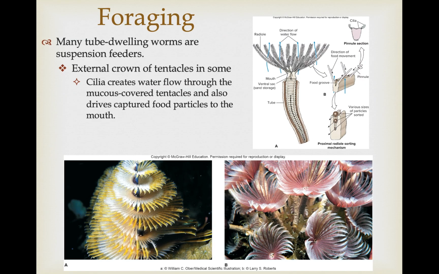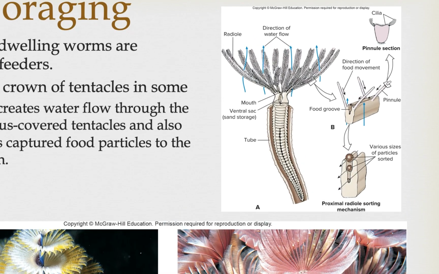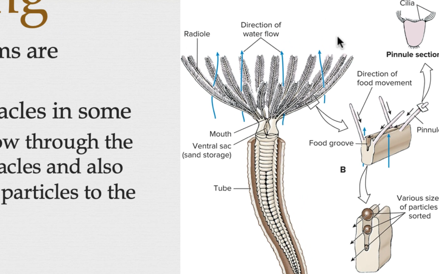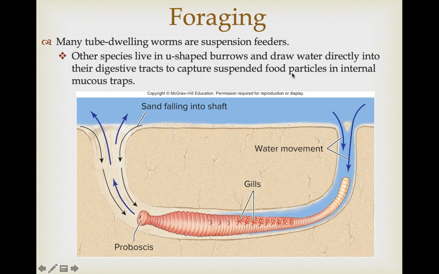Many of the tube-dwelling worms, however, are suspension feeders, so they're filter feeders. They're cycling water through a series of tentacles, in many cases, as we can see in these feather duster worms, where we have cilia that are actually creating the water flow through these delicate tentacles, which are covered in mucus, and they capture suspended food particles, and then the cilia then also drives that food to the mouth.